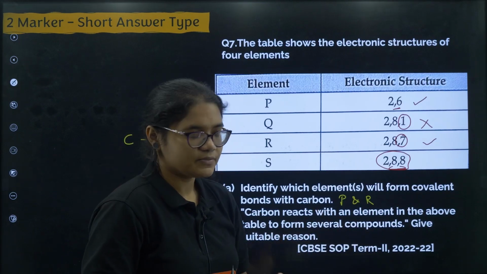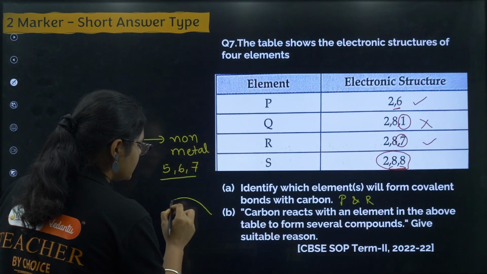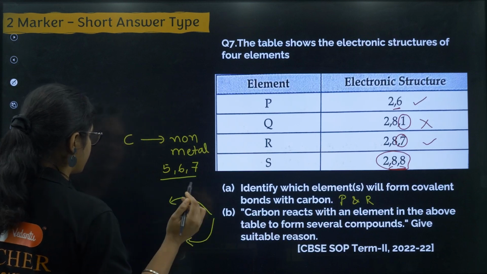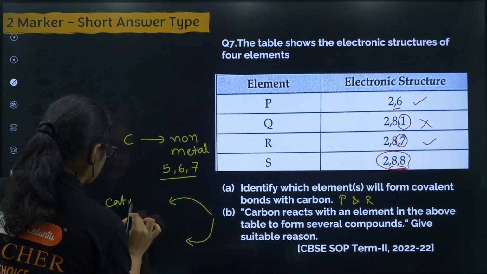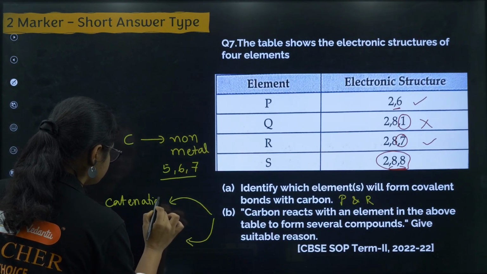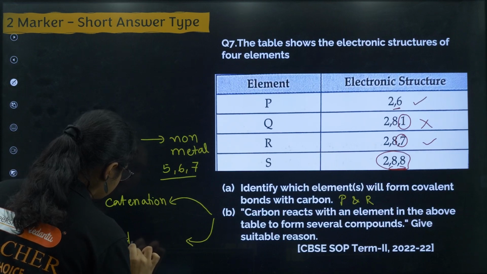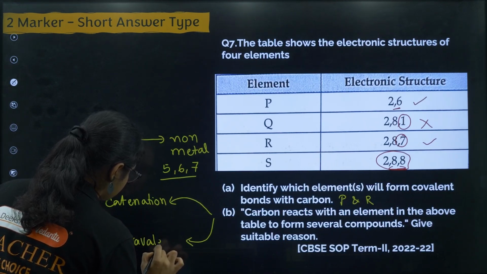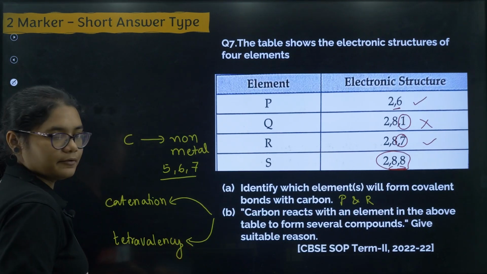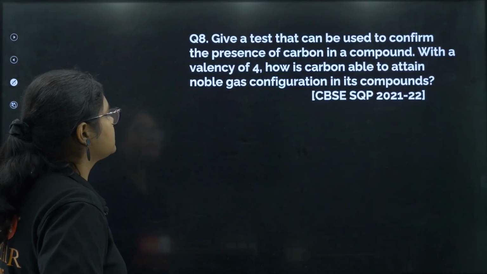Next, carbon reacts with an element in the above table to form several compounds. Give a suitable reason. So we have already discussed why carbon can form so many bonds. So there are 2 reasons here. One is the catenation property of carbon, right? Another is its tetravalency. Okay, fine.